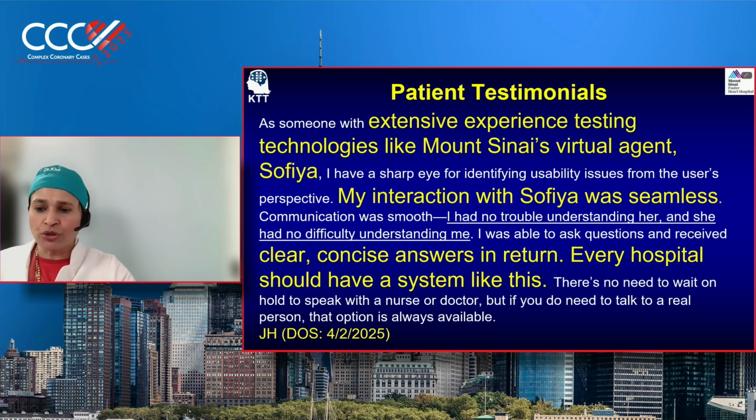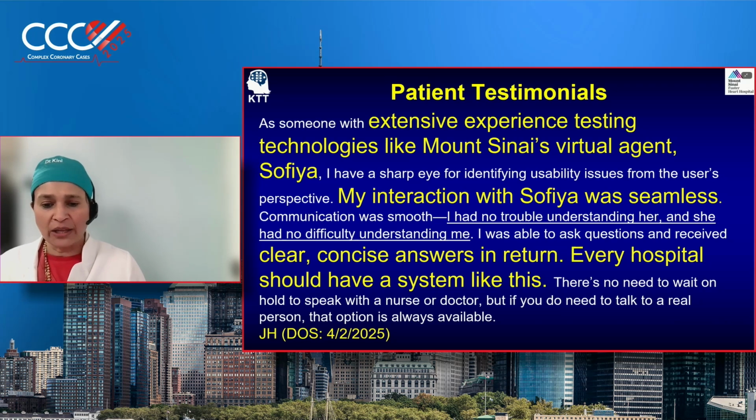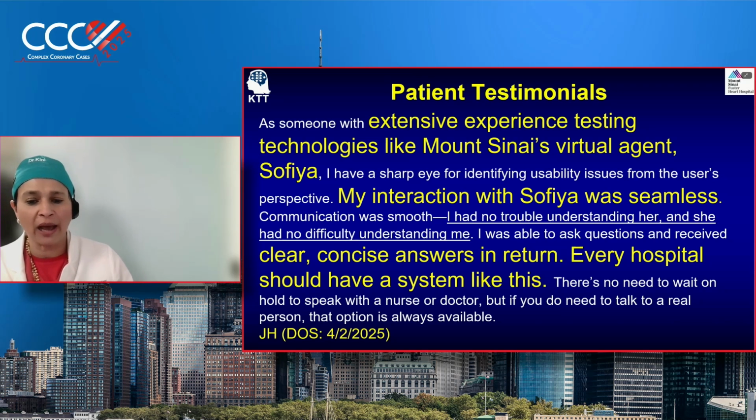My interaction with Sophia was seamless. She was clear, concise, gave answers in writing. Every hospital should have a system like this.